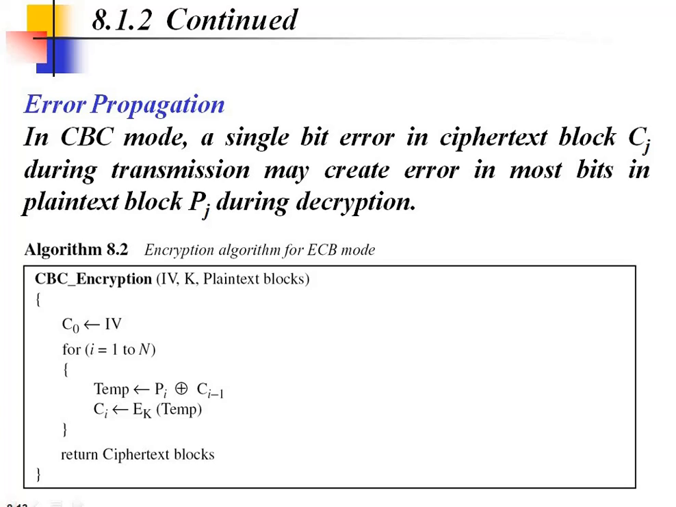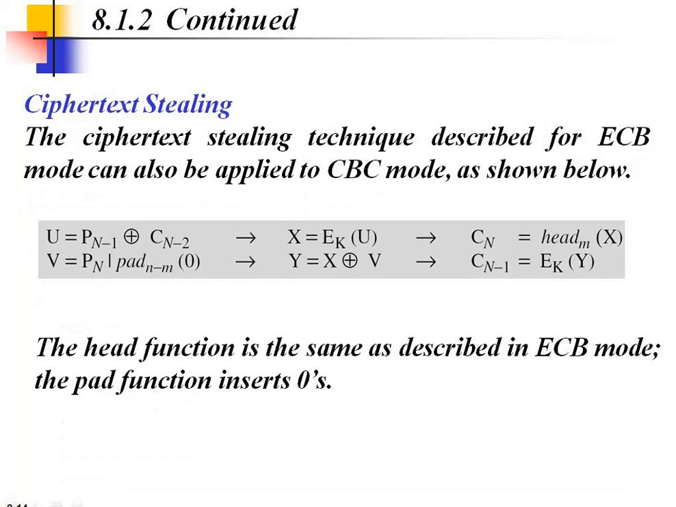In terms of error propagation, in CBC mode, a single bit error in the ciphertext block Cj during transmission may create errors in most of the plaintext blocks after Pj during decryption. Again, ciphertext stealing is applied in the CBC mode also. So here we have shown the formulation of ciphertext stealing. The head function is the same as described in the ECB mode, and the padding inserts zeros at the end.